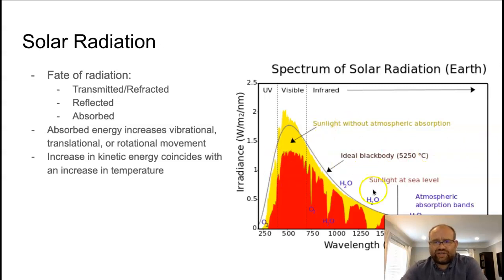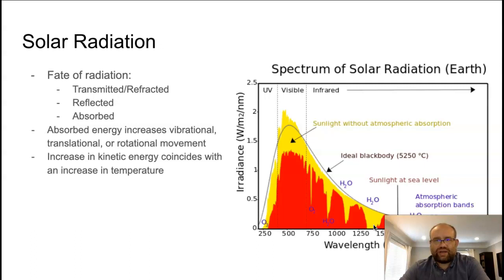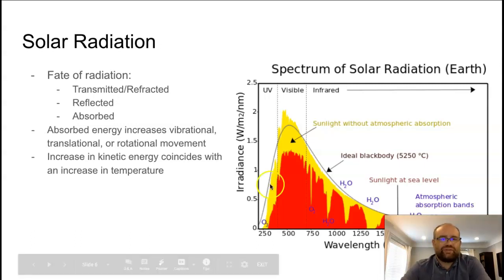So solar radiation, here we have a chart depicting the spectrum of solar radiation. We see that it is largely in the visible and infrared region. And we want to note here this black body radiation too that's emitted from the Earth as it reflects the solar radiation. So according to our author Bloom, there's 3 fates of radiation.